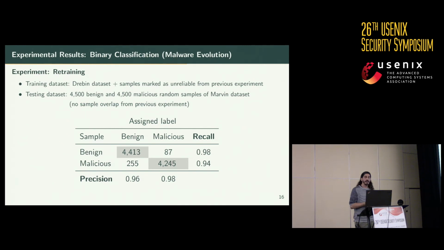And the results are here in this confusion matrix, and we can see that both precision and recall for both classes are actually very high. So the elements that were marked as unreliable bring a lot of information to the newly generated model when they are labeled.